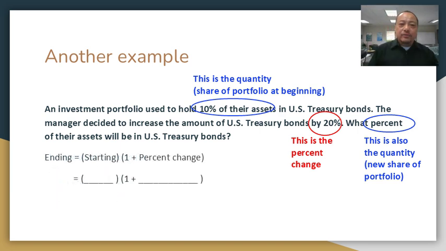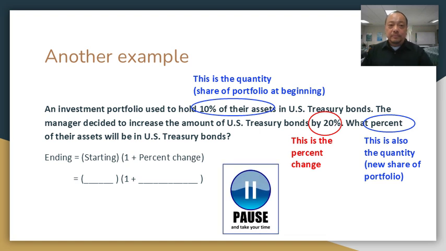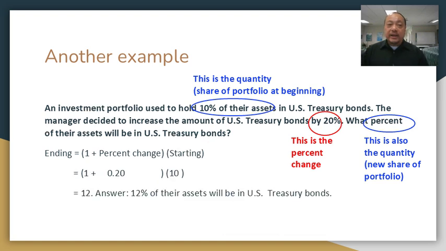So we use the ending value formula. Ending value equals blank times 1 plus blank. Go ahead and press pause and fill in the blank and come back when you're done. Starting value is 10, percent change is 0.2, equals 12. The answer is 12% of their assets will be in US Treasury bonds.